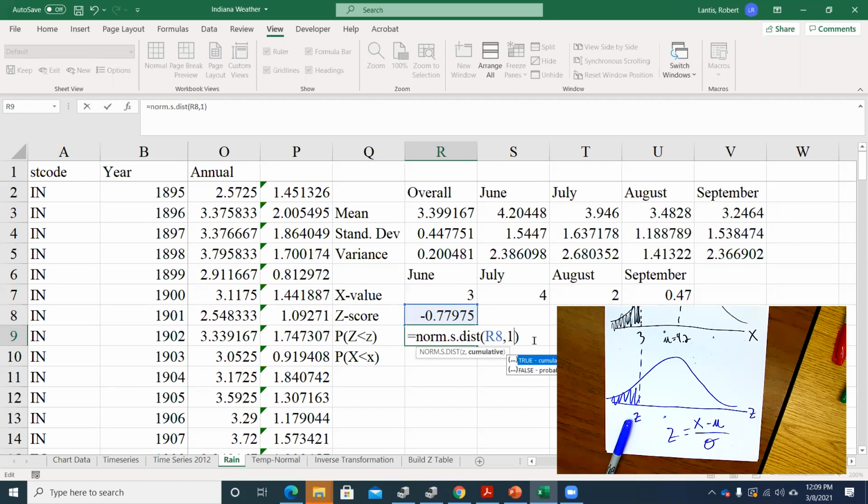We're always going to want this to be cumulative, right? We're always going to want it. It's basically going to work just like that standard normal table we were using, right? What this function is going to do is look up that z-score of negative 0.77975 and basically integrate that probability density function and give us the area under the curve, which is essentially what the table was doing, right?